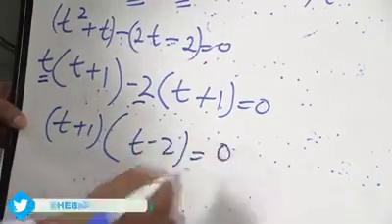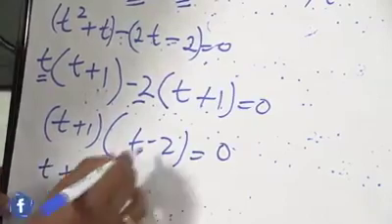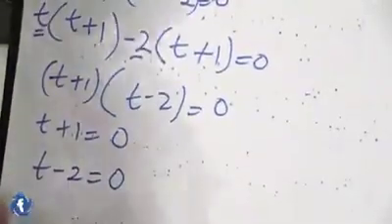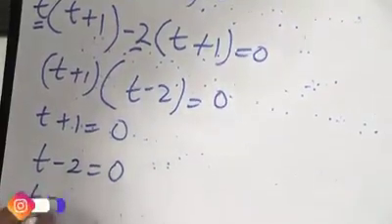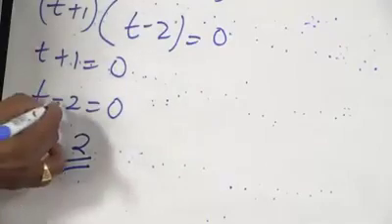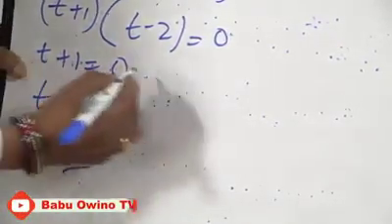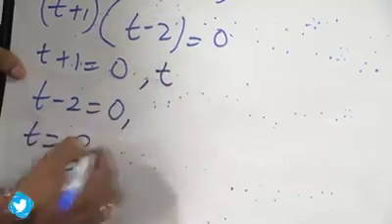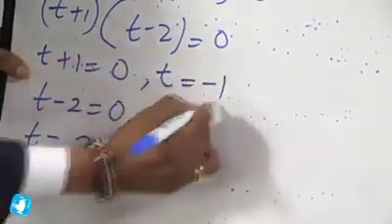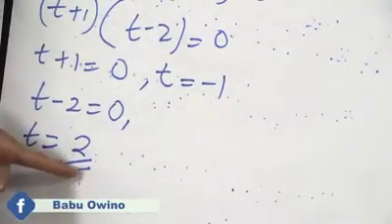So we are going to collect the common factor of t plus 1, and then you pick t minus 2, and you equate to 0. So t plus 1 equals 0, and t minus 2 equals 0. Therefore, t equals 2. When negative 2 crosses the other side, it becomes positive 2. And when positive 1 crosses the other side, it becomes negative 1. So we have t is equal to negative 1 and t is equal to 2.